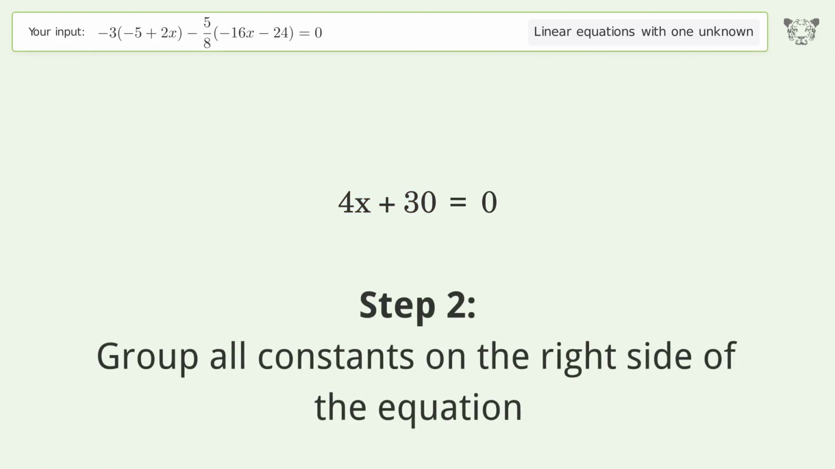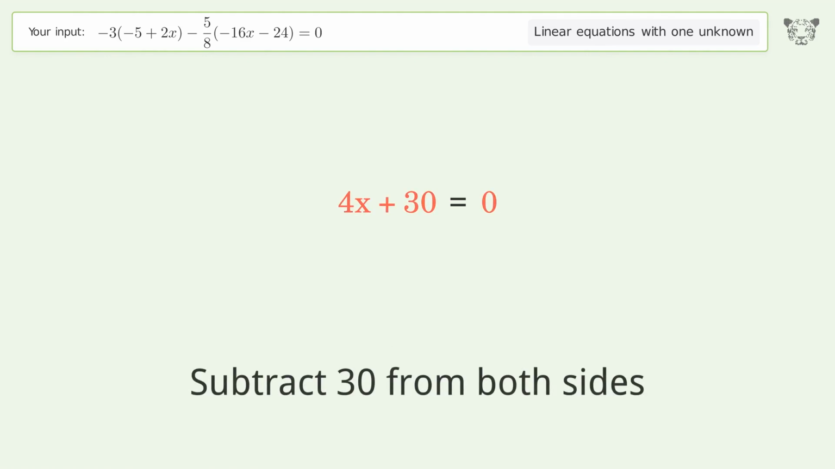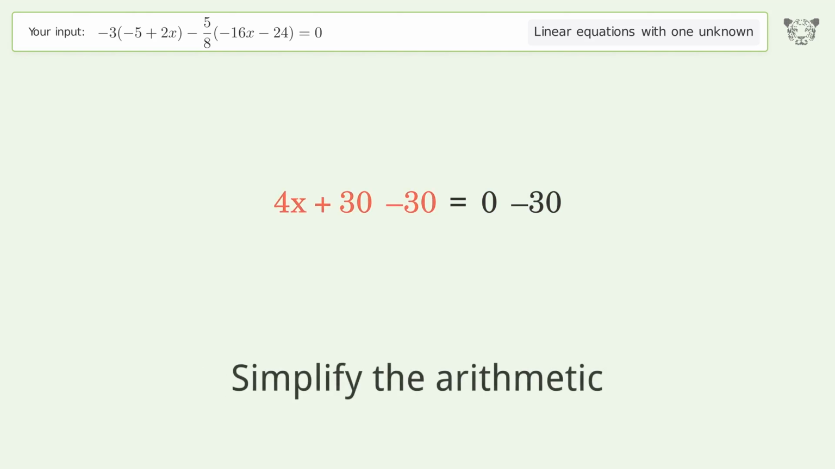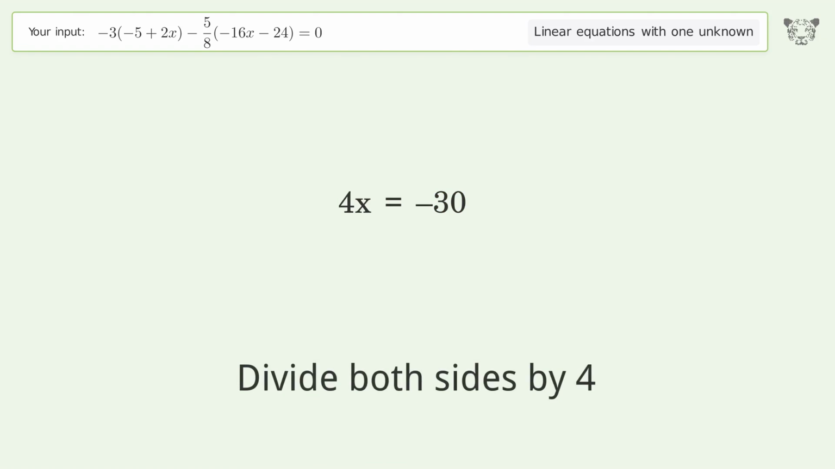Group all constants on the right side of the equation. Subtract 30 from both sides. Simplify the arithmetic. Isolate the x. Divide both sides by 4.